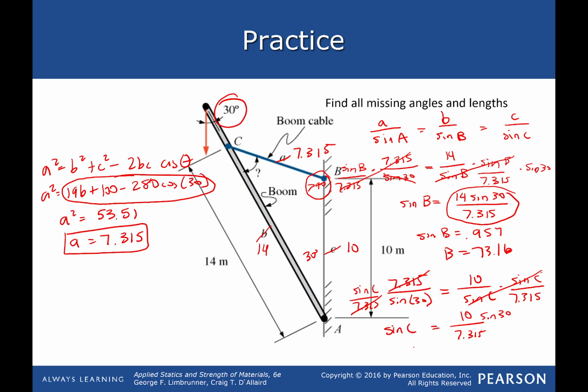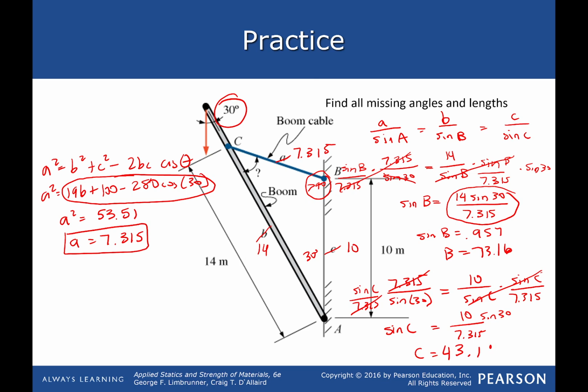So then let's see what our angle C is. And I get second sine of 10 sine of 30 divided by 7.315. And I get that C is equal to 43.1 degrees. Okay, now we have three angles here.